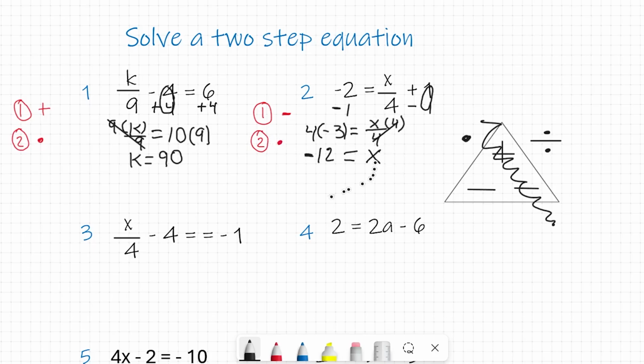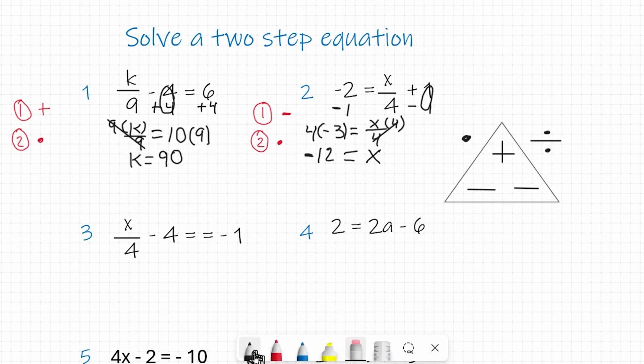Can you see that x is by itself? Now, the way you're gonna say it is this way. x equals -12. You found the value of x. We're never gonna say -12 equals x. That would be wrong. Okay, so x equals -12. Well, let's do another one.